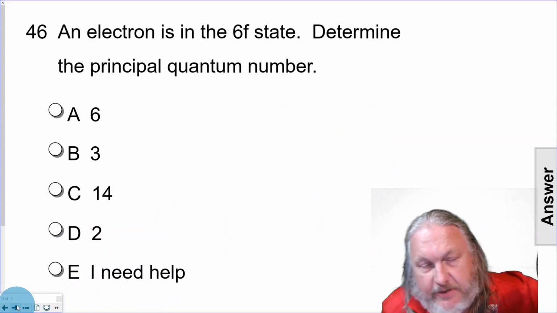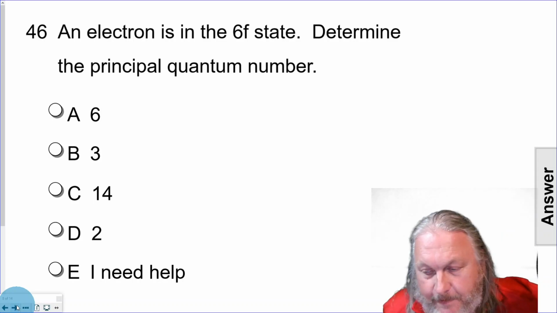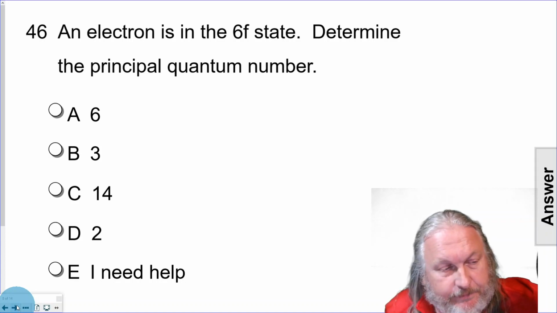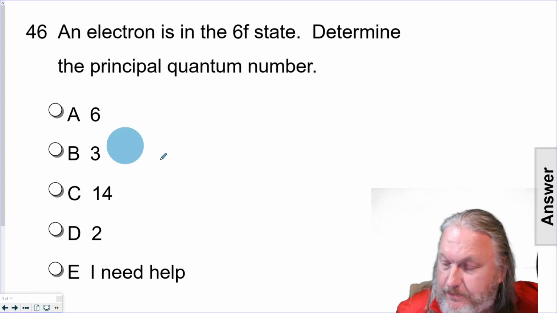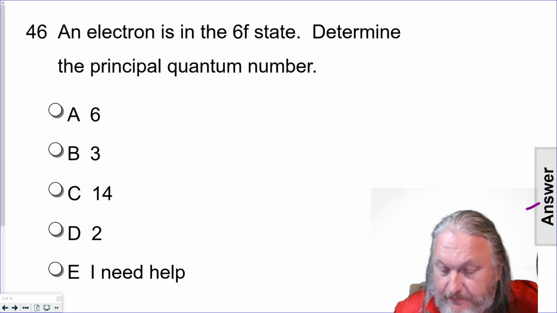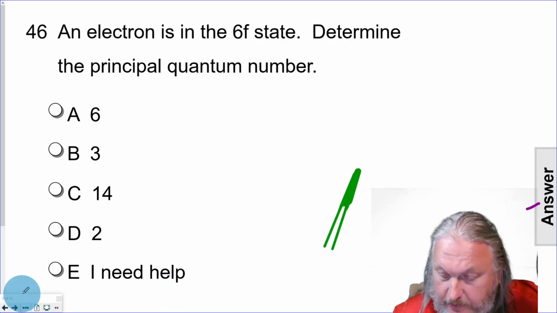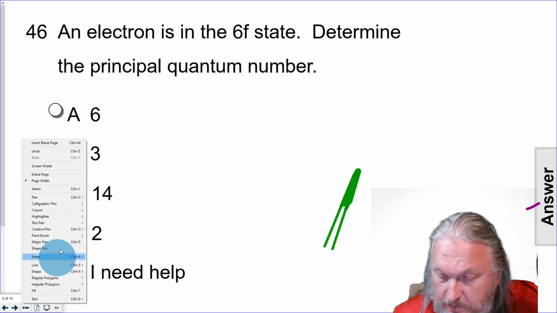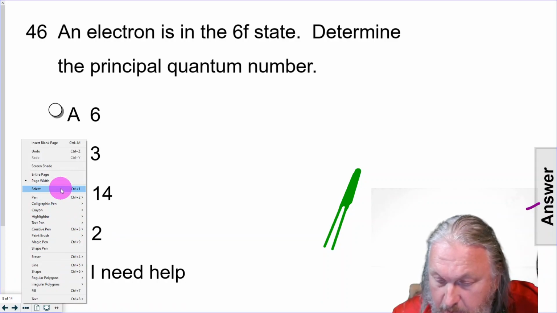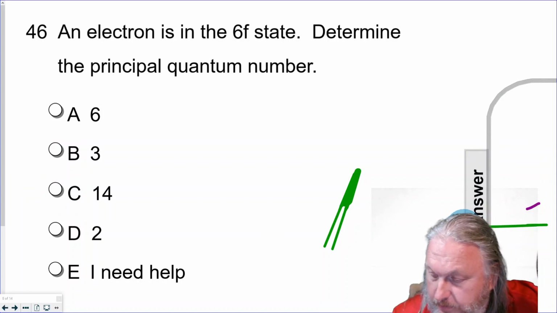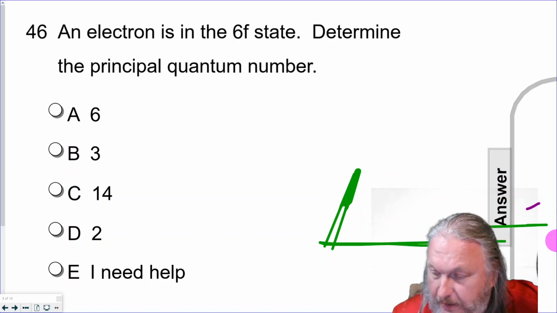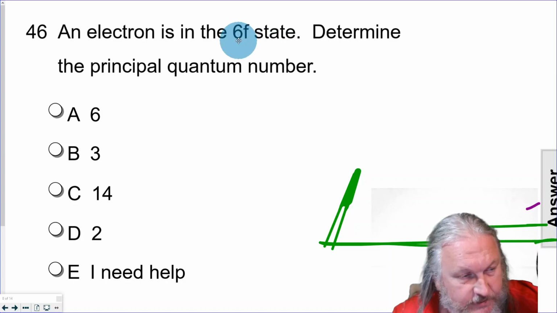An electron is in the 6F state. So what's the principal quantum number? Pause. And of course, the answer to that is going to be A. The 6 is the N of that subshell, of that orbital.